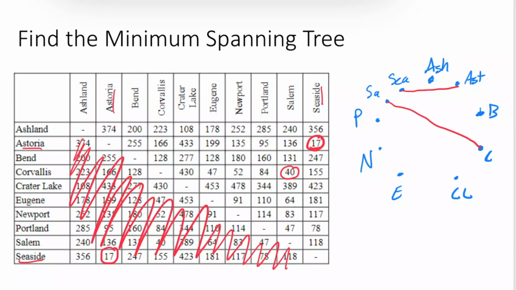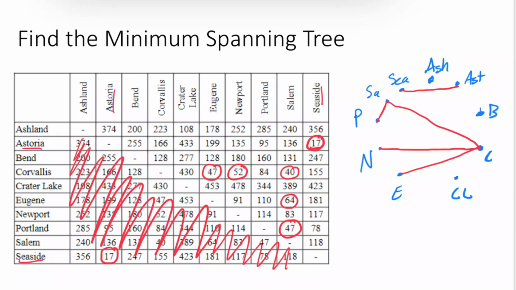And then the next cheapest one, I think, is 47. And there's actually two of them. So I'm going to look and see if it would create a circuit. So Salem and Portland, that would be that 47. And then Eugene and Corvallis, it looks like it doesn't create a circuit. So we're good if we use both of those. And then the next cheapest edge is 52, I think. And so that connects Newport and Corvallis. So that would look like that. And then the next cheapest one is, I think it's the 64.